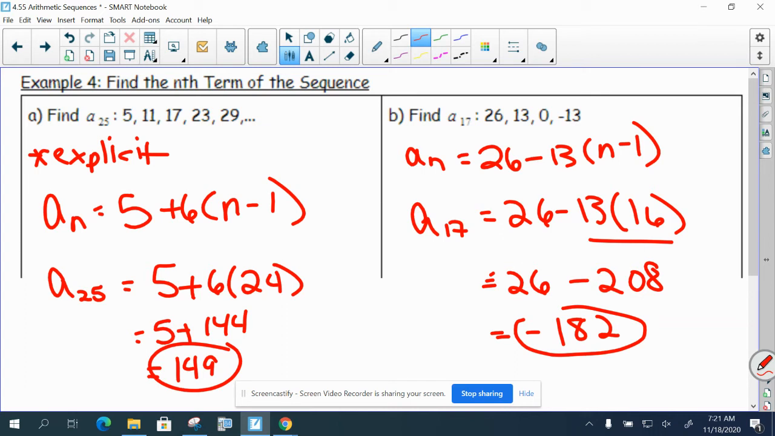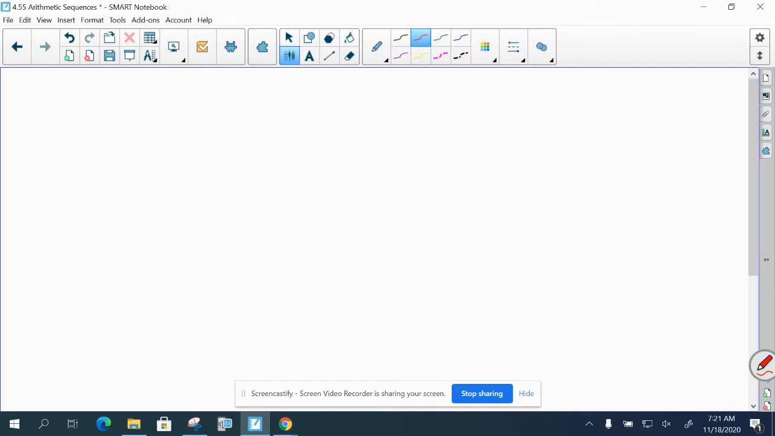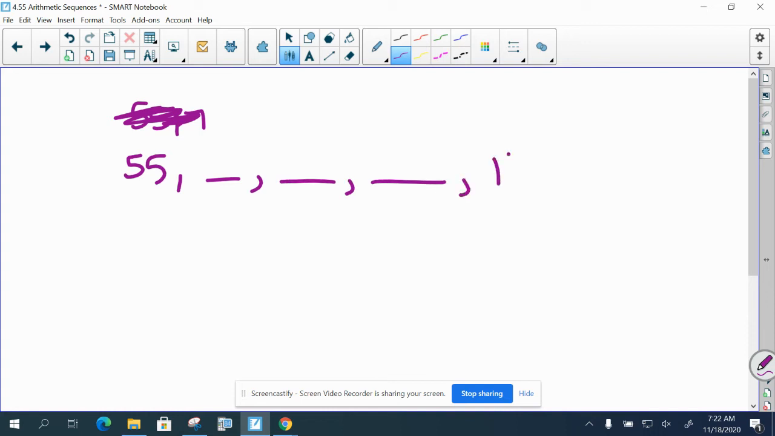Okay, and then there's one other example that's going to appear on your Elastic assignment, and that is relating slope to arithmetic sequences. So I'm going to give you an example here that's not in this slide, but it comes from the homework. So let's say you've got the sequence 55, blank, blank, blank, 115. And you want to find, well, you're basically going to fill in the missing terms.